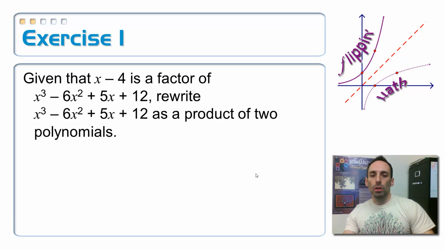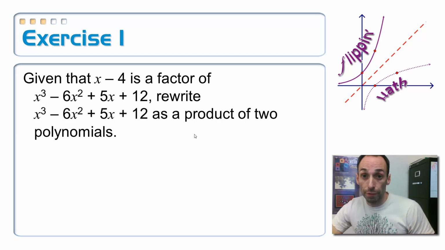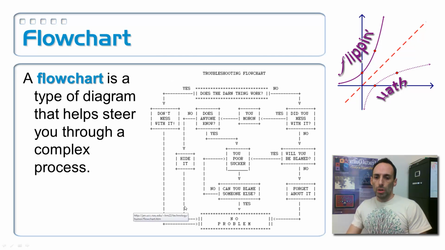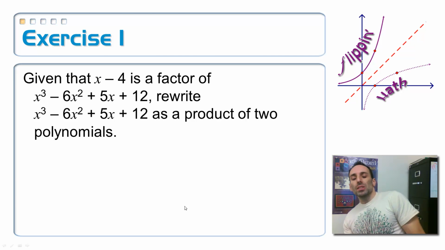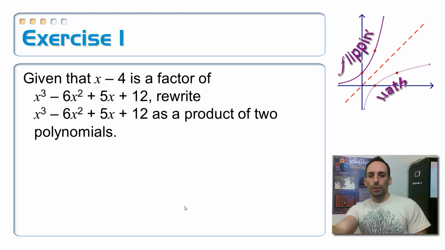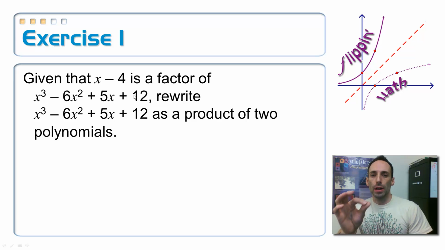Okay, so here, one exercise to conclude this video. And it's kind of a review of something that we did in the division lesson. Given that x minus 4 is a factor of this cubic polynomial, we want to rewrite that cubic polynomial as a product of two polynomials. In other words, what we're going to end up doing is factoring. Okay, so if x minus 4 is a factor of this cubic polynomial, that means it divides it evenly. Its remainder is going to be a 0.